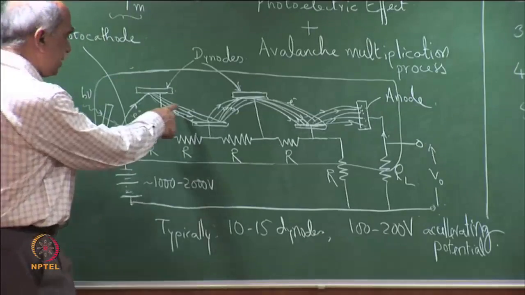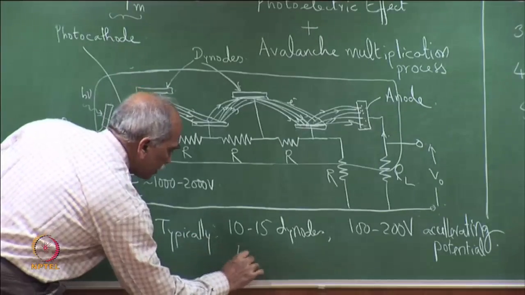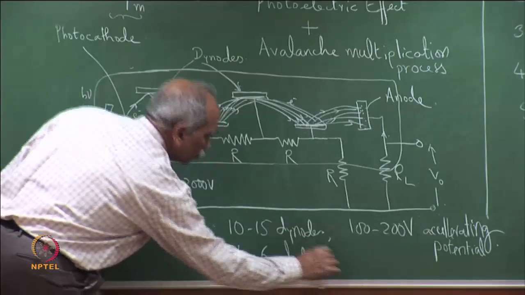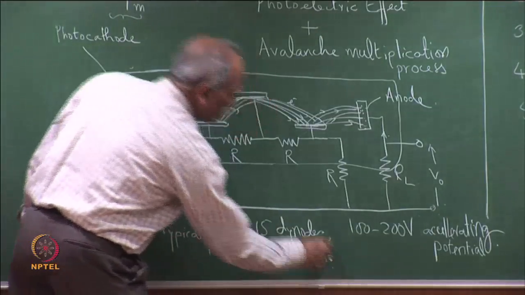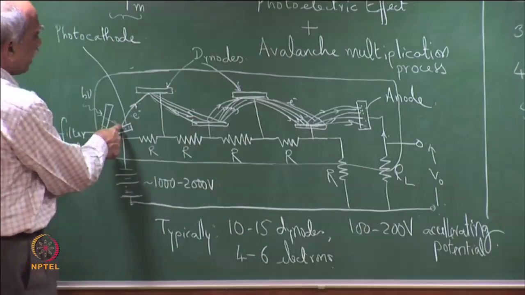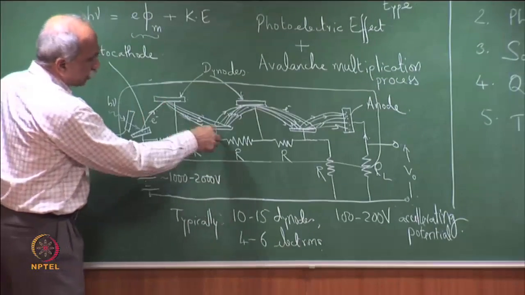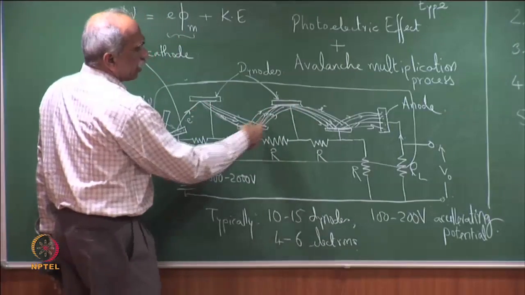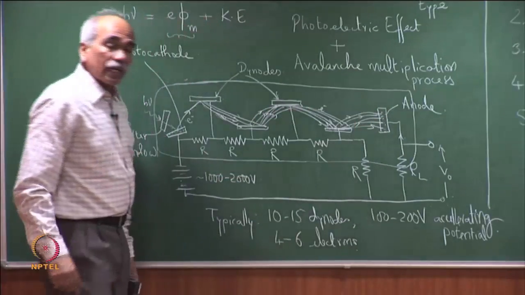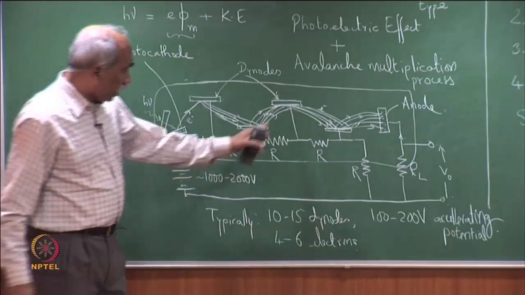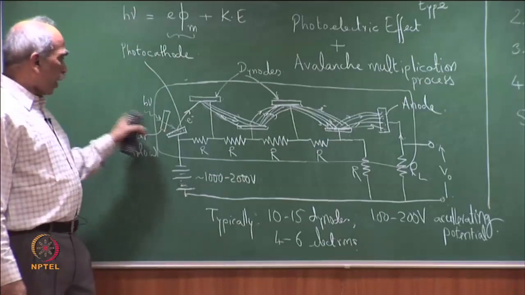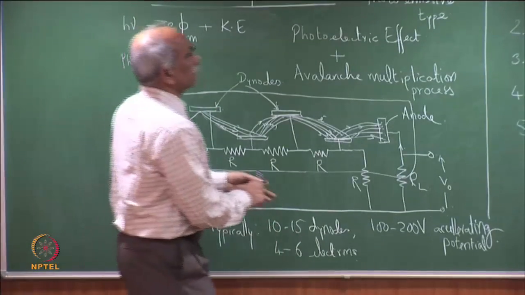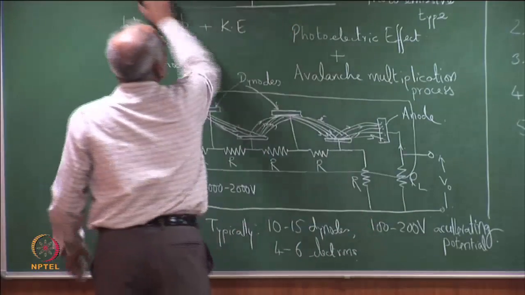And typically 4 to 6 secondary electrons per primary electron are released, which further multiplies 4 to 6 times, and so on. Therefore, what will be the current gain due to one photon incident here? How do we calculate the current gain?